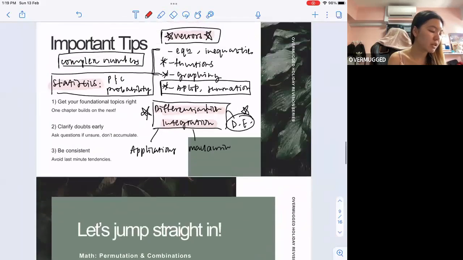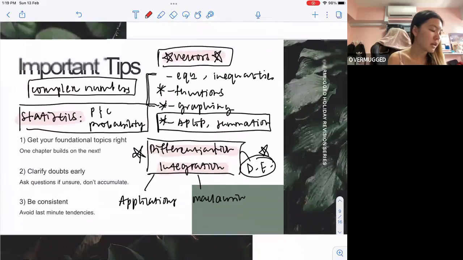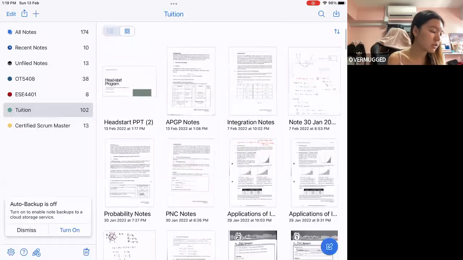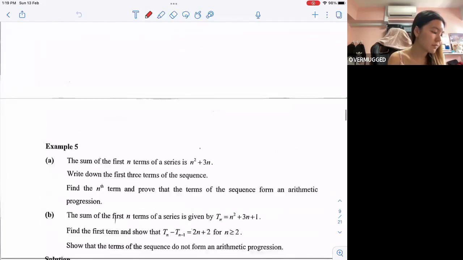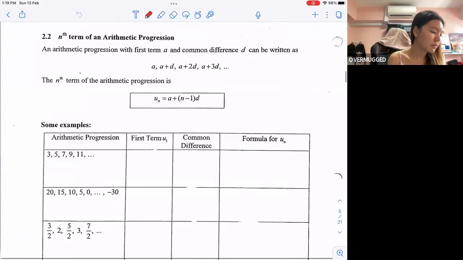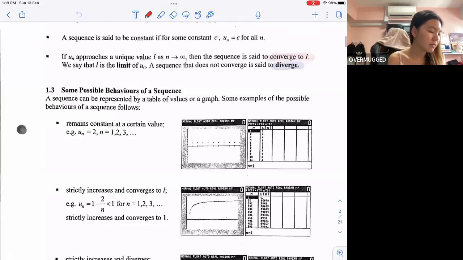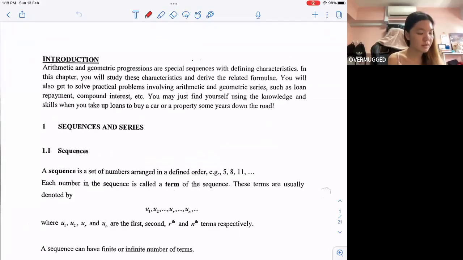Okay, so let's jump straight in. We'll be doing AP GP today. So if most of you would turn to your notes. Okay, we're going to start with this topic. So before we dive into AP GP, what arithmetic and geometric progressions are, we need to talk about sequences and series first.